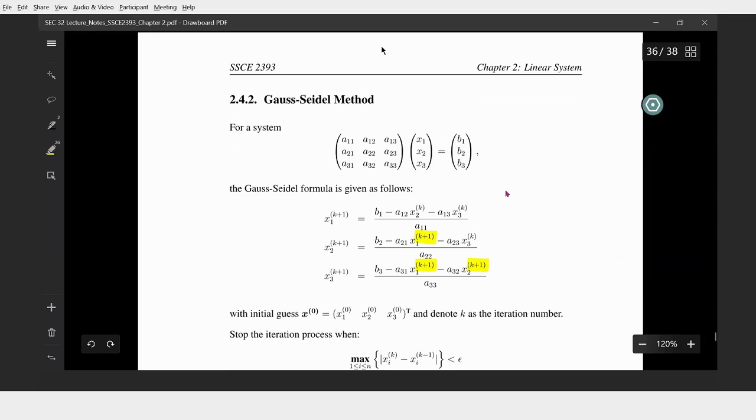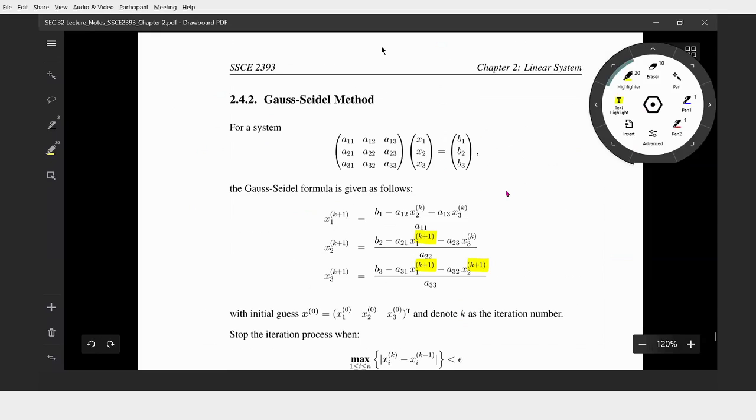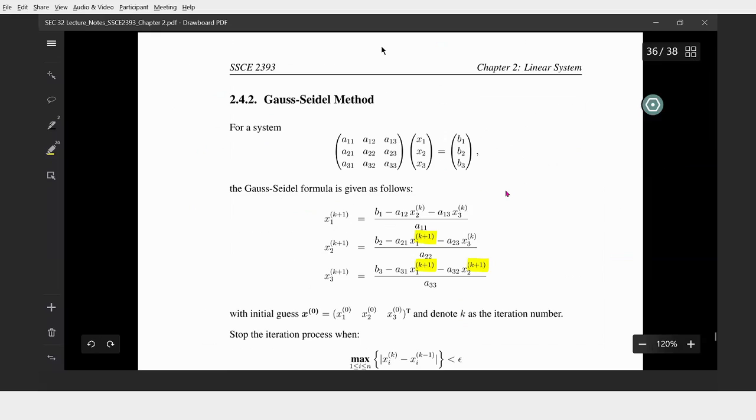Okay, look at the formula here. Look at the first one, X1. Given the system, I'm assuming we have a system that is already SDD. So we assume this matrix A here is already the SDD matrix. The first formula, X1, comes from equation number 1: B1 minus A12 X2 minus A13 X3 over A11.